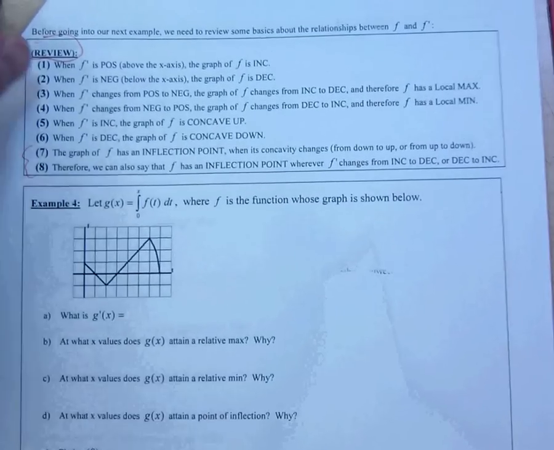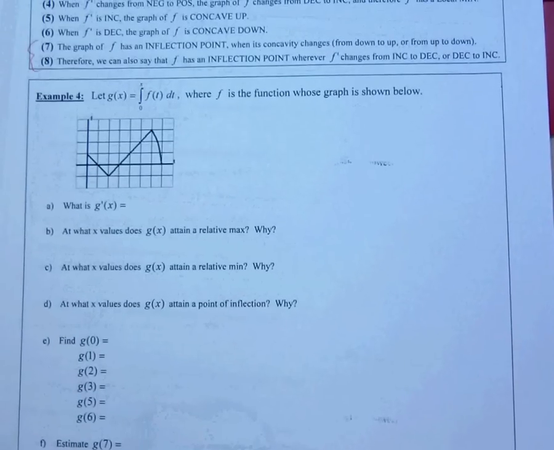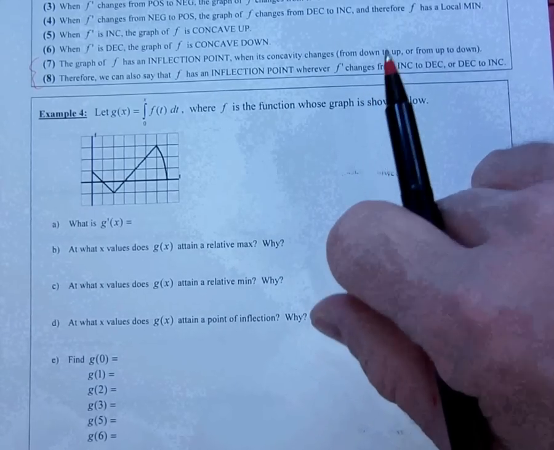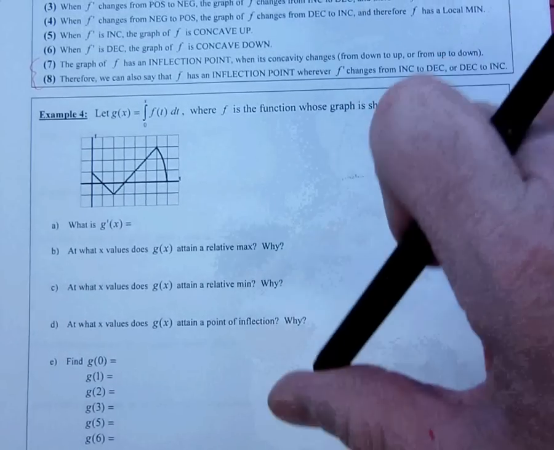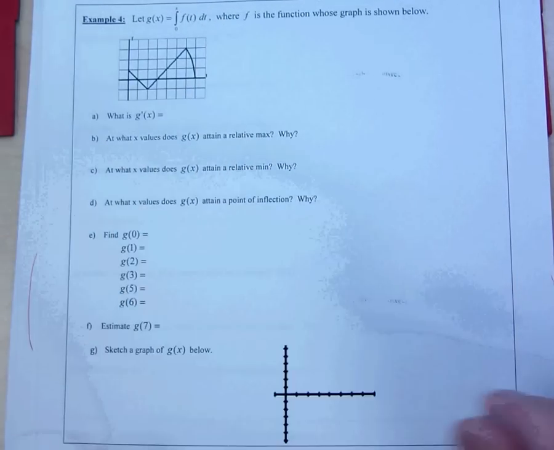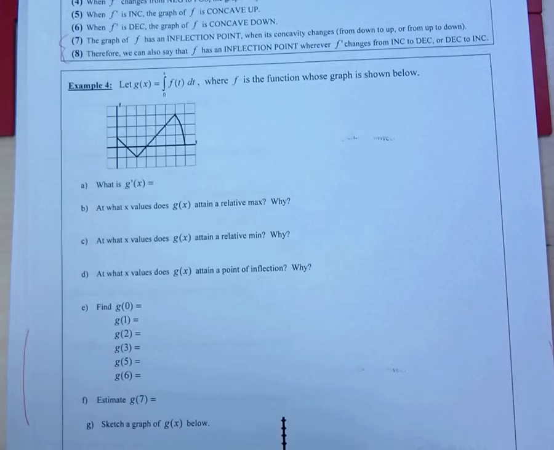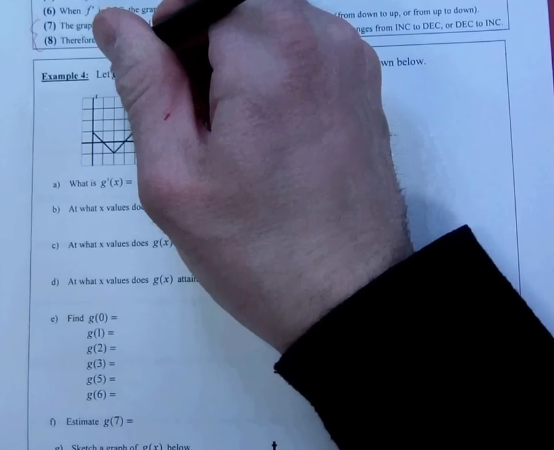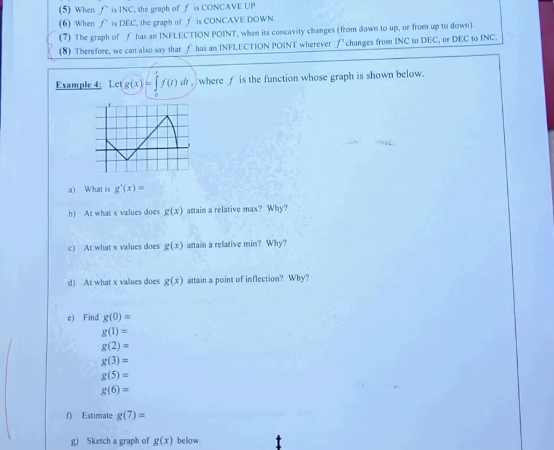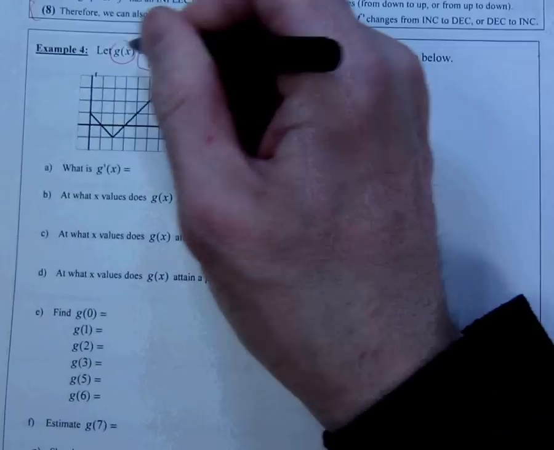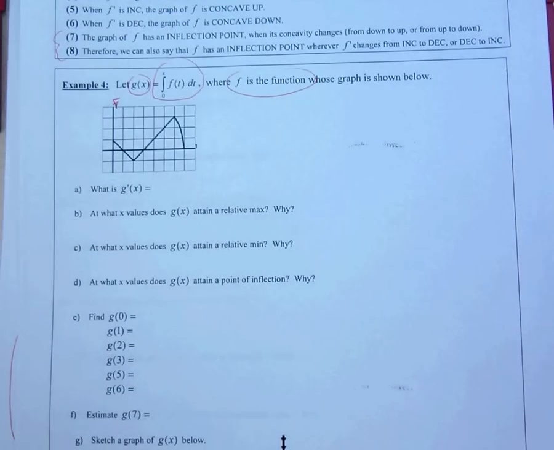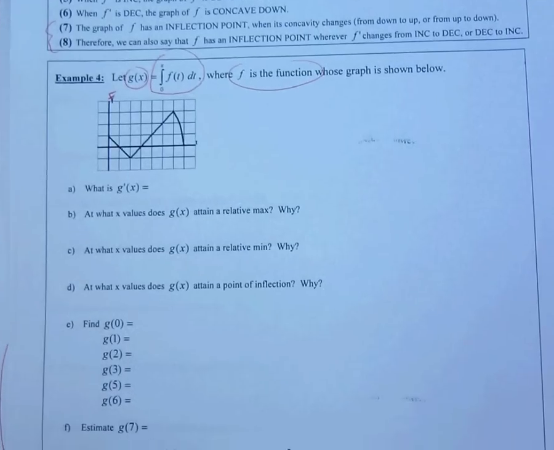Okay, now, let's do an example. Again, this is a typical AP question. I can show you lots of old AP tests that have questions just like this, with an A, B, C, and a D, and so on. Suppose G is given to be this, where F is the graph shown below. So this is a graph of F. Is everybody clear on that? Good.